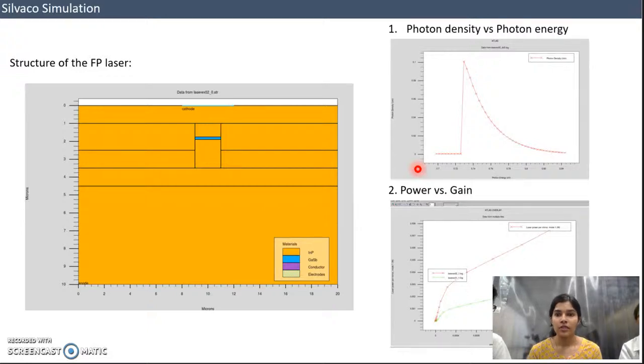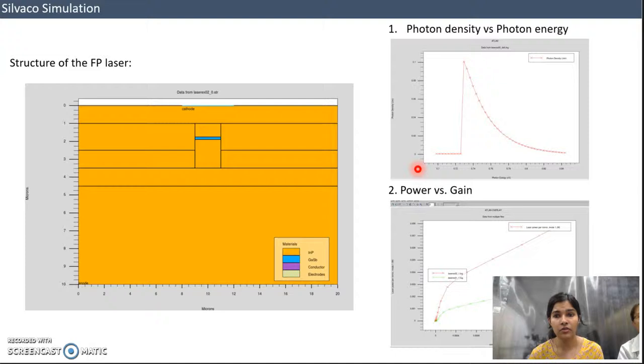So coming to the Silvaco simulation part, shown here is the structure of an FP laser with indium phosphide layers of different doping and a gallium arsenide active lasing region. The lasing region sits between the N and P type indium phosphide layers. A cathode is placed at the top middle part of the structure and an anode at the bottom.